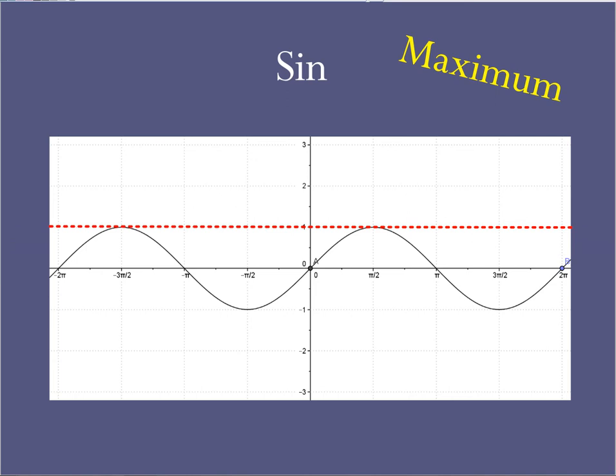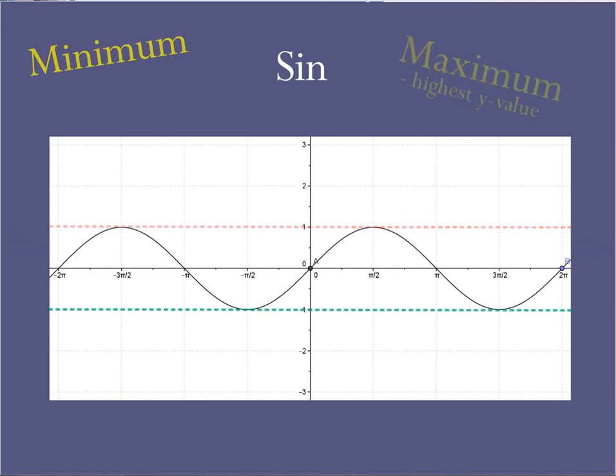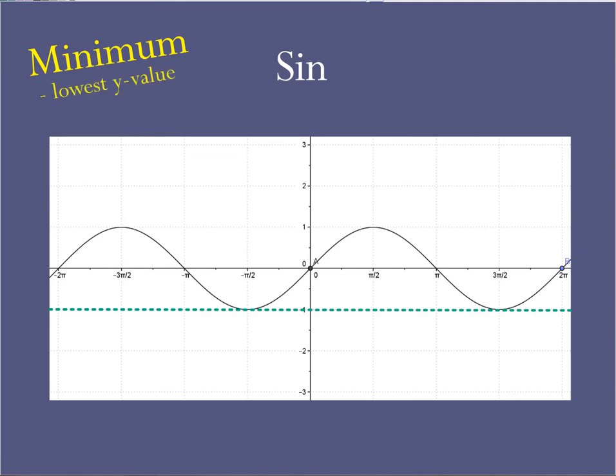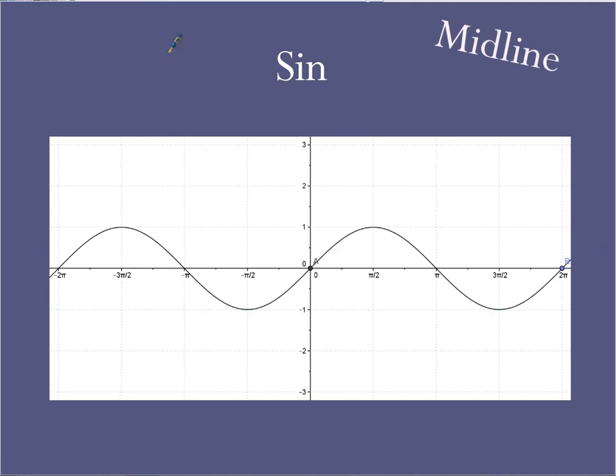First, maximum. Maximum is going to be our highest y value. The highest points of this graph go up to where y is 1. So our maximum is 1. Then minimum, of course, is going to be your lowest y value. The lowest points on this graph are where y is negative 1. So our minimum is negative 1.